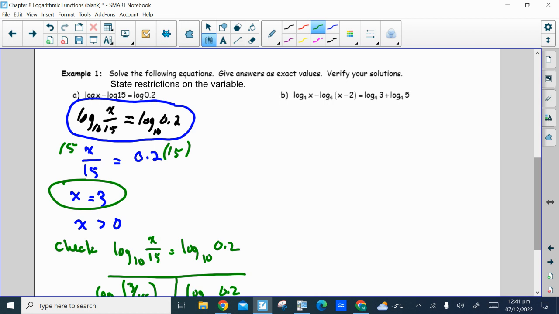So we have to do the same thing with question B. We're going to start by getting both sides expressed as a single log. On the left side, that means using the quotient law. It'll be log base 4 of x over x minus 2. And on the right side, that'll be using the product law: log base 4 of 3 plus log base 4 of 5. We can simplify those, combine them by using the product law. That'll be log base 4 of 3 times 5.